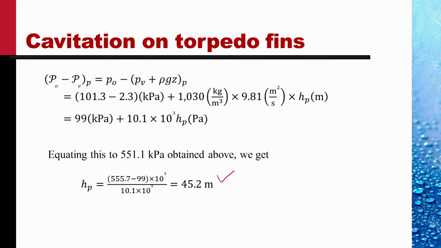So if the torpedo has to operate at a much larger speed, then it must move deeper. So 10 meters, 45.2 meters to avoid cavitation. I hope this example clarifies the use of modeling rules in cases where cavitation is involved.